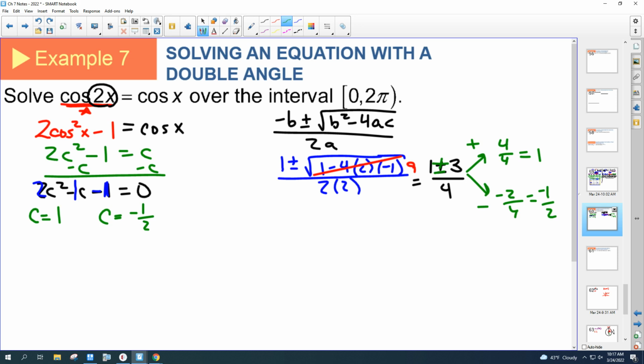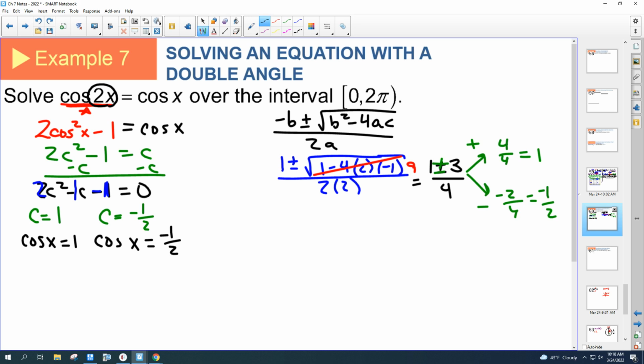Remember that we code switched to think about the algebra. C stood for cosine x. So we have cosine x equals 1, and we have cosine x equals -1/2. For whatever reason, people are better at the second one than the first one. Cosine x equals -1/2. We're trying to isolate the variable. We do an inverse cosine, or we look at the chart.